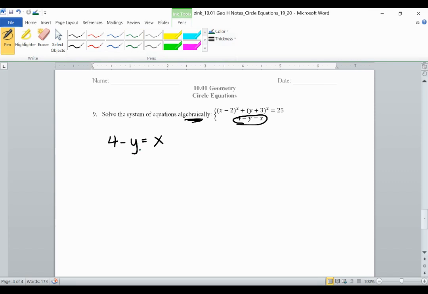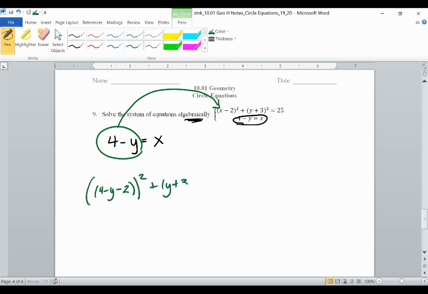So 4 − y = x. So everywhere I see an x, I'm going to put in 4 − y into the other equation. If you had wanted to, you also could have solved for y and substituted in for y. Either way is fine. So here I'm going to take (4 − y − 2) squared plus (y + 3) squared equals 25. So here I have negative y, and 4 minus 2 is 2.